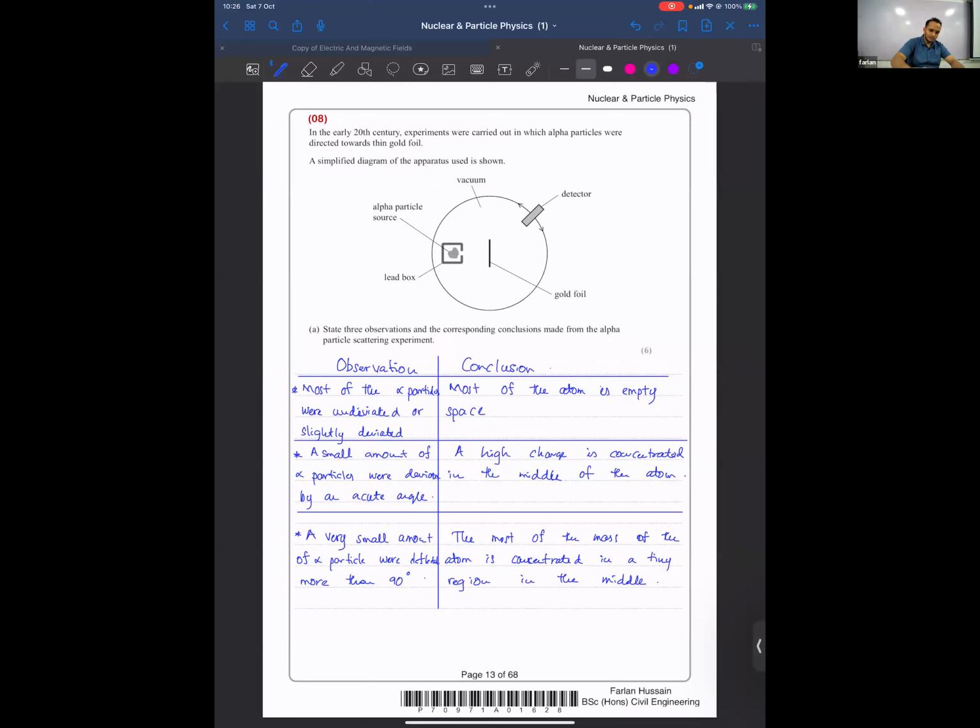So definitely this will get you the 6 marks. 3 marks for the observations, 3 for the conclusions. Okay.